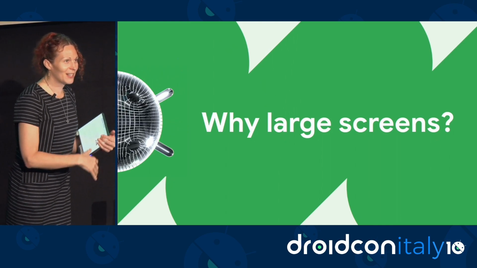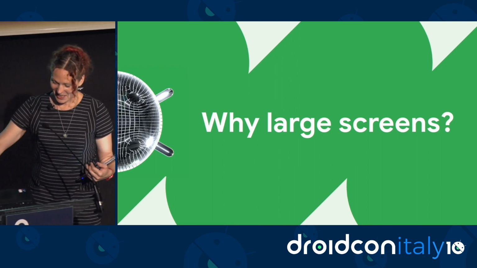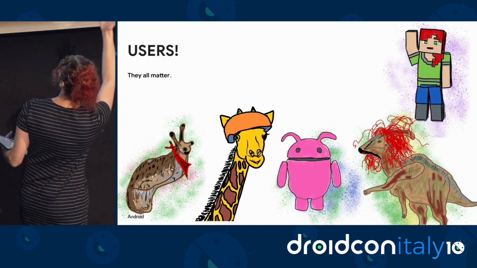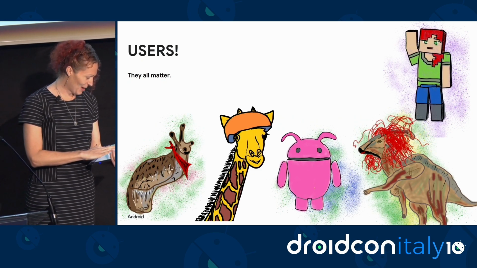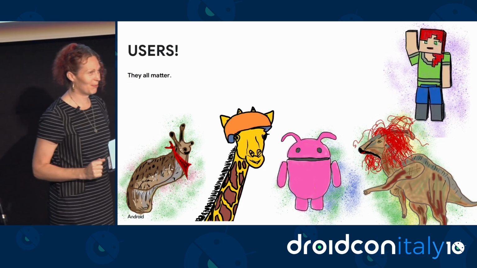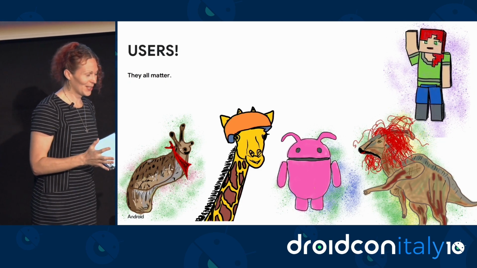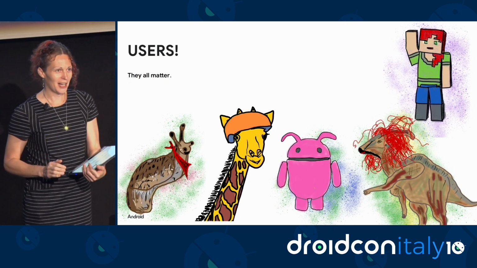So why am I here right now? Why should developers like you care about large screens? I am going to convince you in the next about 5 minutes. This is the main reason: users really, really matter. All of your users matter. And I think as developers, we sometimes think, okay, we want to make the most money, of course. We want to serve the most users, and we want to do the least amount of work.